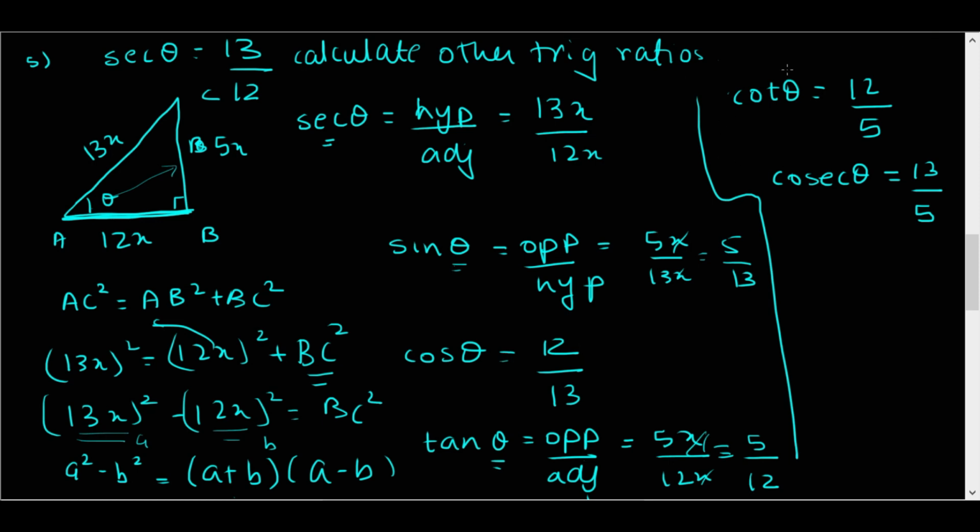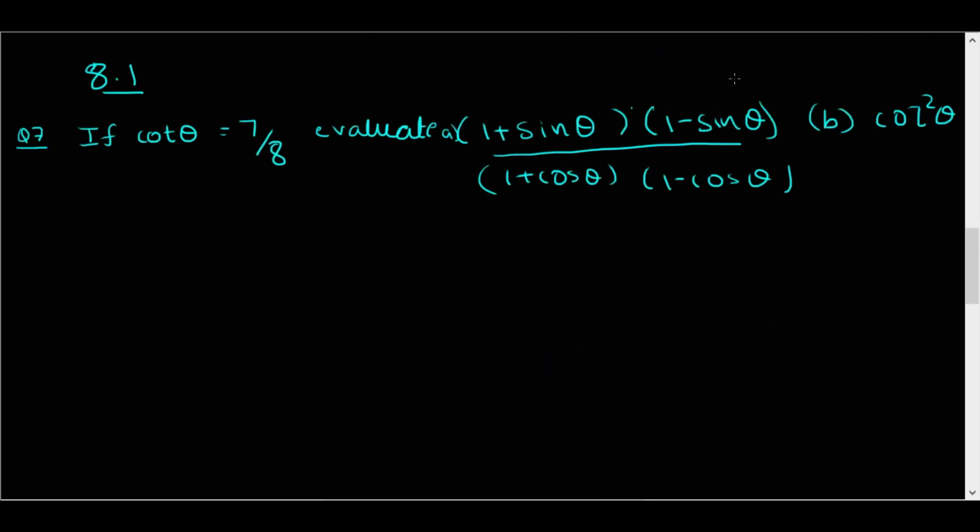So those are all our trigonometric ratios. Okay, so I'm moving on to the 7th question, because question 6 would require similar triangles, which I haven't covered yet. Once I cover the similar triangles, I'll come back to that question. So here, evaluate (1 plus sine theta) into (1 minus sine theta).